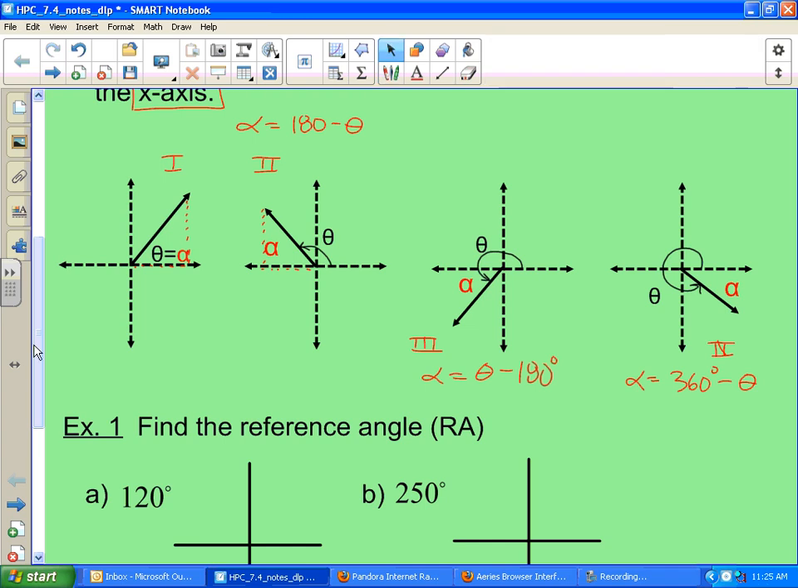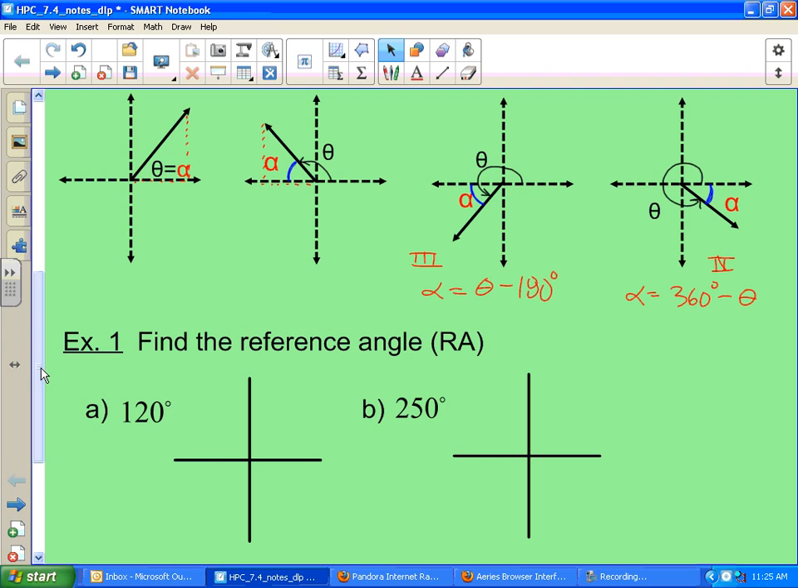And again, every one of these, you're always measuring to the x-axis, to the x-axis, to the x-axis. Not going to the y. Remember to create my triangles going to the x now. All right, so let's see if we can identify some reference angles here.